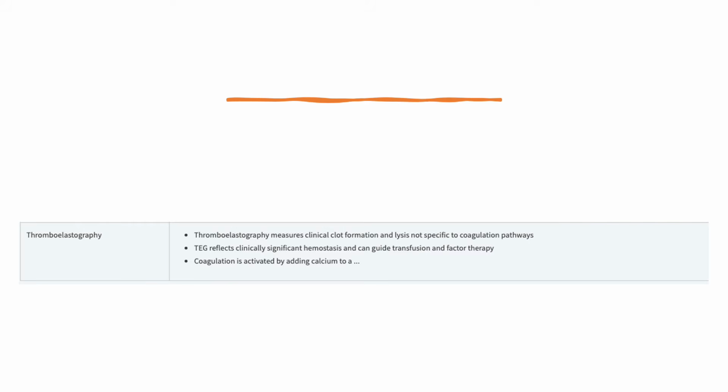The latest and the best of them is the thromboelastography, which measures the clinical clot formation and lysis, not specific to the coagulation pathways. Thromboelastogram reflects clinically significant hemostasis and can guide transfusion of factors and platelets. Coagulation is activated by adding calcium to a sample.